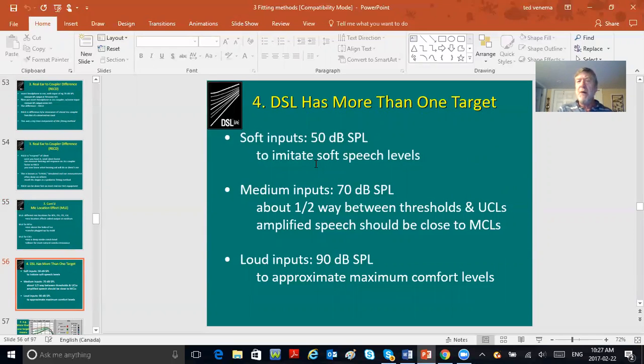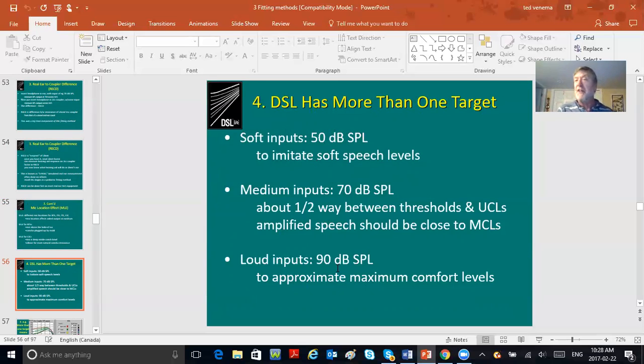And a fourth thing about DSL is it had more than one target because it addressed compression. And let's memorize what our soft, average, and loud levels are, so that we can memorize what these targets represent. A target for soft inputs would be 50 dB SPL. Okay, soft. In HL, it's probably like 40, 45. Average inputs, 65 to 70, because that's average speech. And loud inputs, around 90.